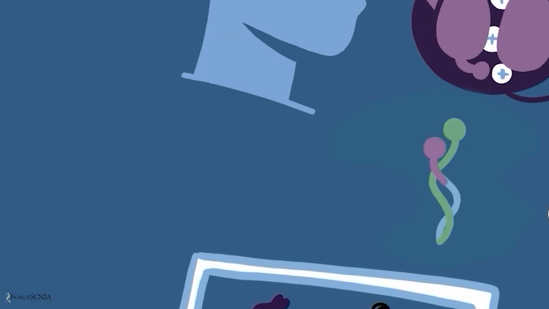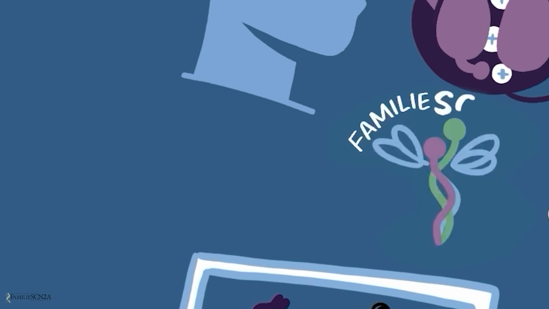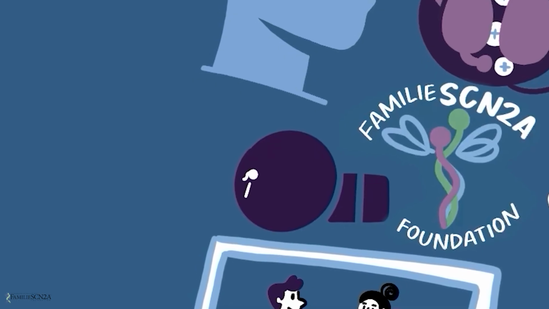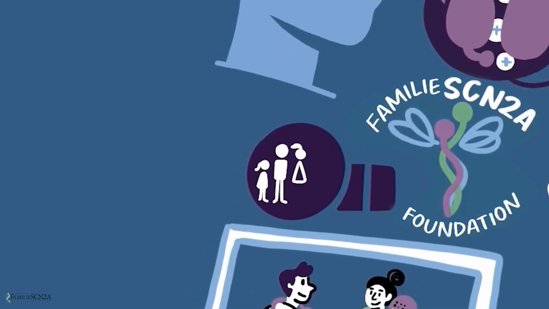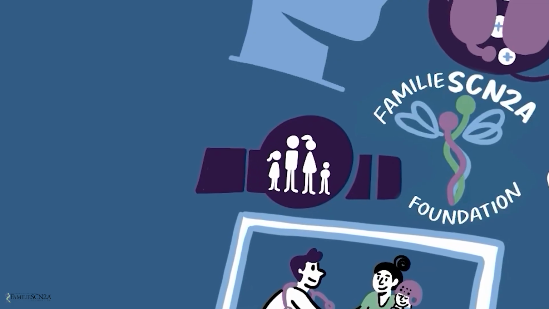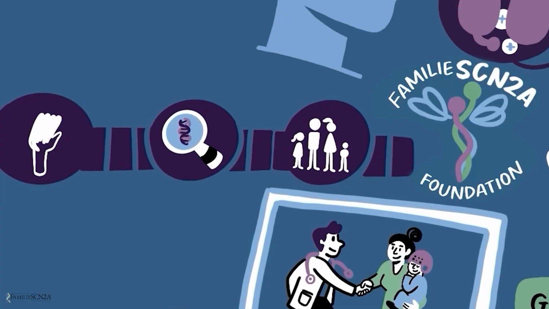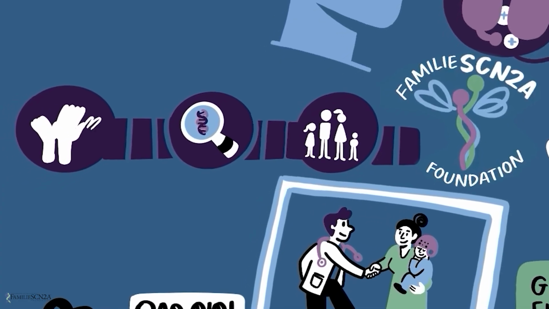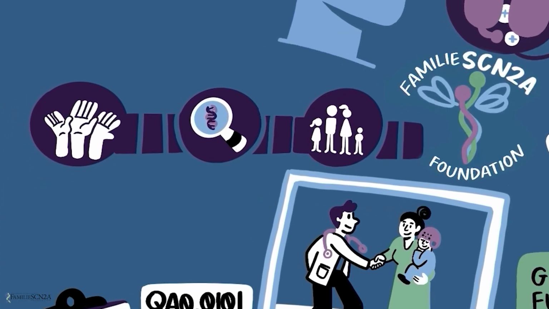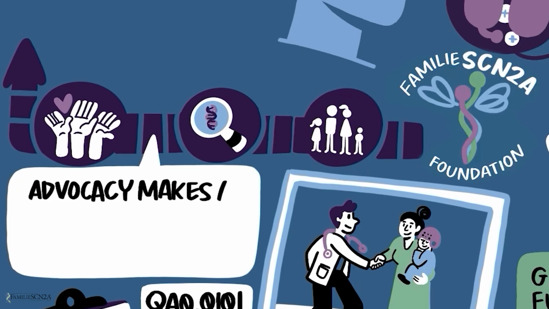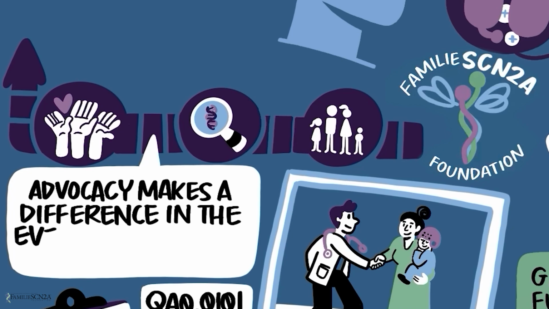Caregivers should also be referred to the patient advocacy group, the Family's SCN2A Foundation, as they can help connect families with the emotional, educational, and financial resources they need, including home and school supports. The Family's SCN2A Foundation also provides the opportunity to build community with other affected families, participate in valuable research such as natural history studies, and stay abreast of the latest developments in the field. It cannot be overstated what a profound and tangible difference advocacy support can make in the everyday lives of those living with SCN2A-related disorders.